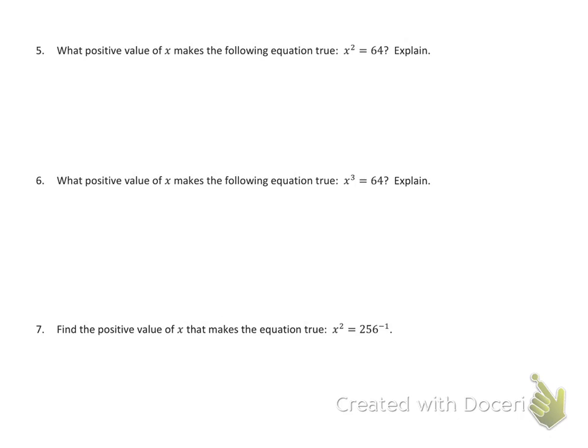Okay, now we're on number 5. So what positive value of x makes the following equation true? X squared equals 64. Well, I want to just solve this equation, so I'm going to take the square root of both sides. Square root of x squared is equal to the square root of 64. Square root of x squared is x. Square root of 64 is 8.